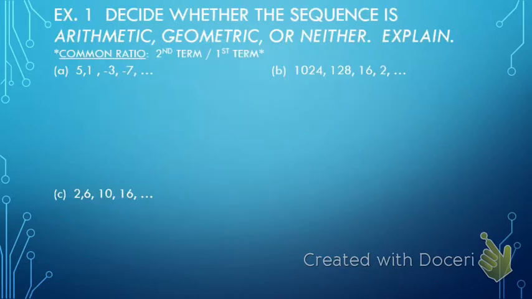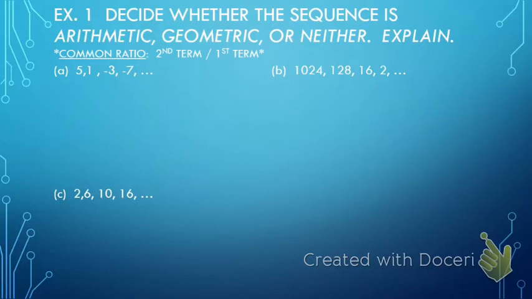Now, look at example 1. It says, decide whether the sequence is arithmetic, geometric, or neither. And this is why you need to remember how to find the common difference. But you'll also see right underneath the example, I've given you how to find the common ratio because we haven't done that before. So take your highlighter and highlight common ratio. And look, you're still using the second term and the first term. But what are you doing? You're doing the second term divided by the first term. So this is new information. This is what I need you to highlight.